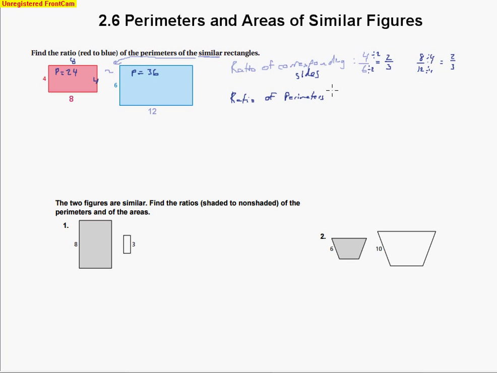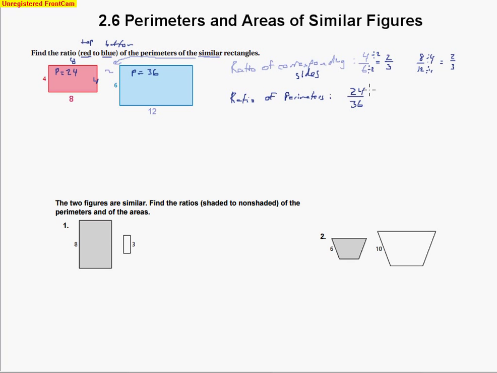If I take a look at the ratio of the perimeters, again, I'm doing red to blue, so that's important. See how they have red first, blue second? This means the red number is on top of the fraction, and the blue is on the bottom. That's why I have it set up that way. Now if they said blue to red, I would reverse this and take the reciprocal. Anyhow, I'll go ahead and write the ratio of the perimeters.